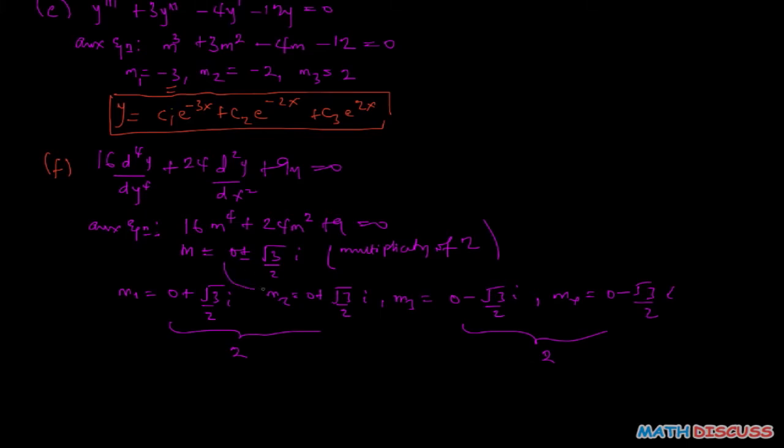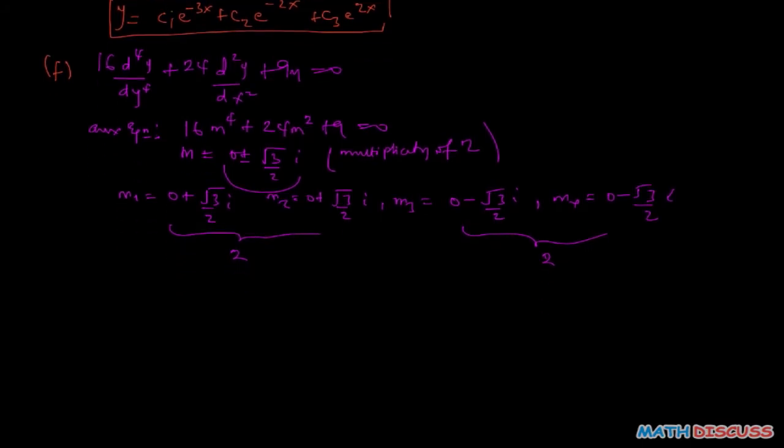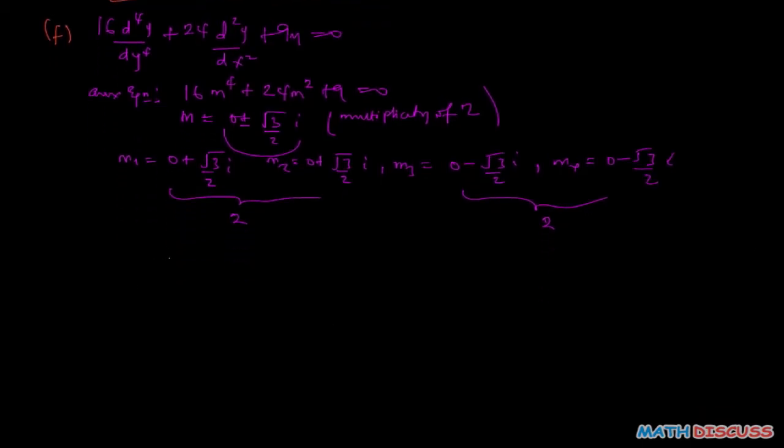That was why we wrote it in this form. I'm going to explain why I wrote it in that form, because it's going to be very useful for us. Now we know that normally when you solve a differential equation and the solution of your auxiliary equation turns out to be m equals alpha plus or minus beta i, then the general solution should be e to the power alpha x into c1 cosine of beta x plus c2 sine of beta x.